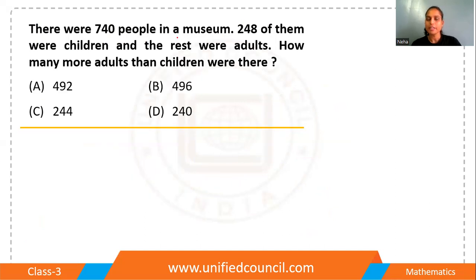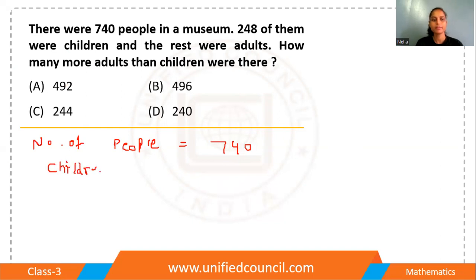There are 740 people in a museum. 248 of them were children and the rest are adults. So how many more adults than children were there? Okay. So how many total people are there? Number of people is equal to 740. So 248 of them are children. So number of children is 248. Yeah. So now total number of people is 740. Number of children is 248.